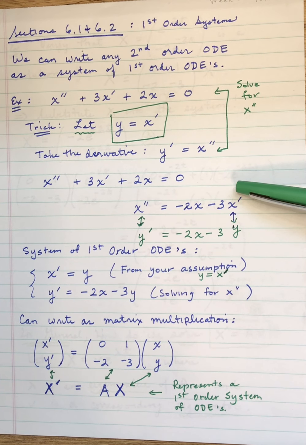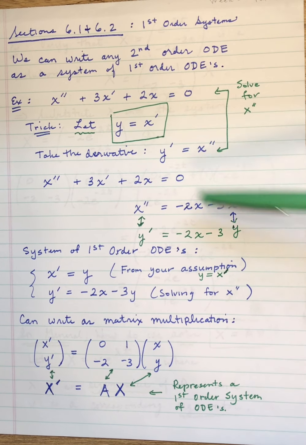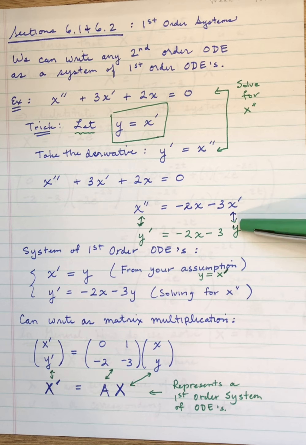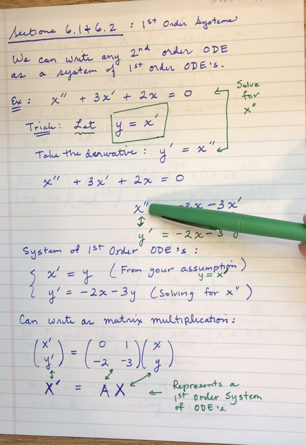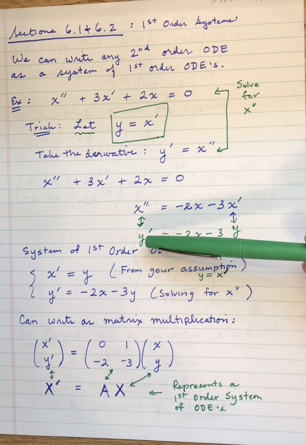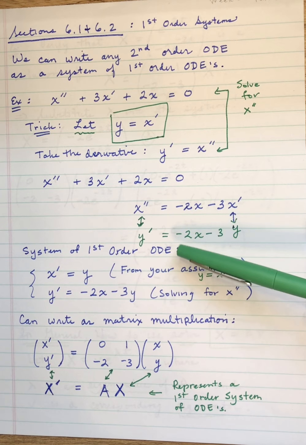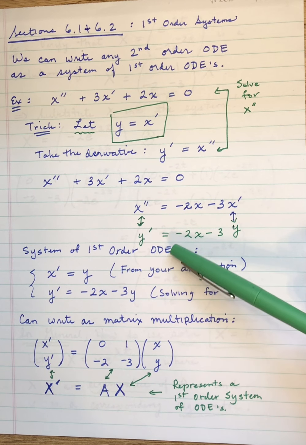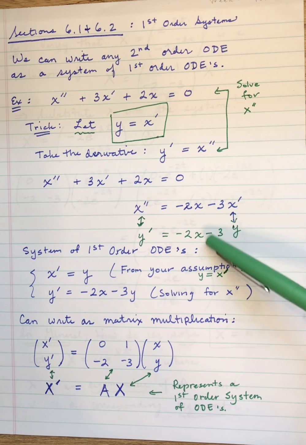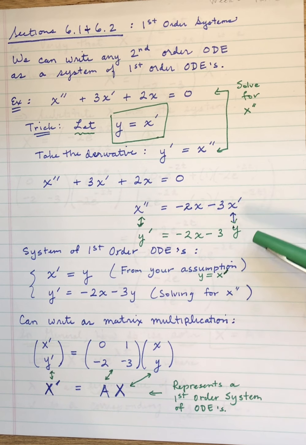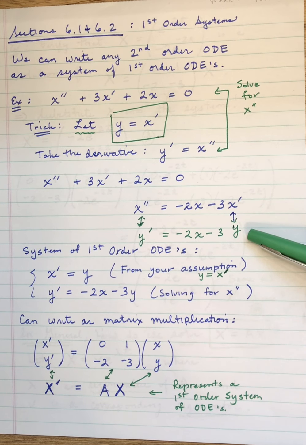Now, another trick here, notice x prime is the same thing as y. So we replace this x prime with y, and we replace x double prime with y prime. And that gives us the equation y prime equals minus 2x minus 3y. And that becomes the second equation in our system.